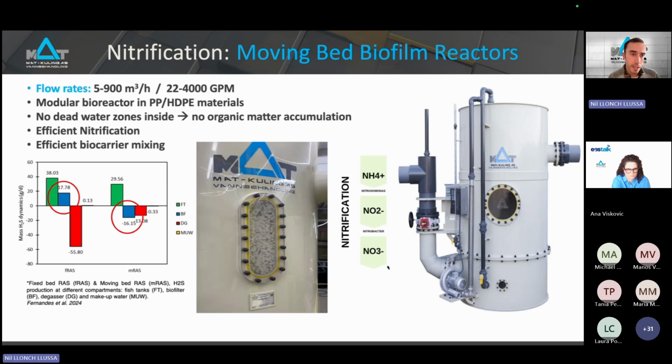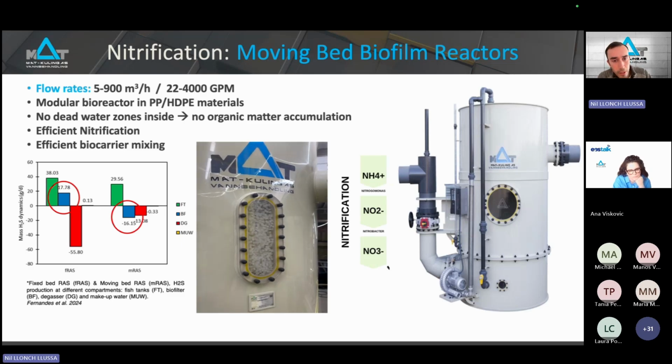The fixed bed is a producer of hydrogen sulfide, while in the moving bed there's a negative correlation. Since it's always aerated, you have no production of this toxic compound. And then the red column in both systems was a degasser. So it was oxygenated water where there was a negative correlation.